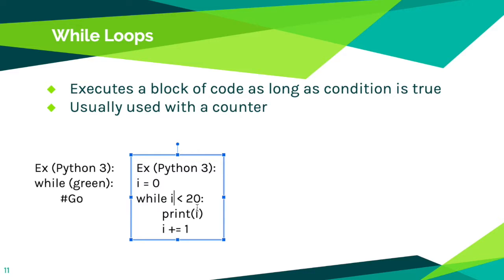i is still less than 20. So then you're going to print 1, and then you're going to increase i by 1. So it becomes 2, and on and on and on. So this is actually going to print all the values from 0 to 19. And that's not that much code. So that's why loops are pretty powerful.